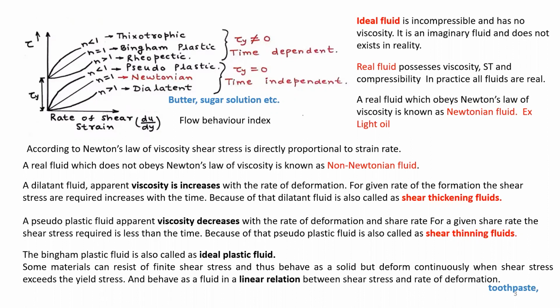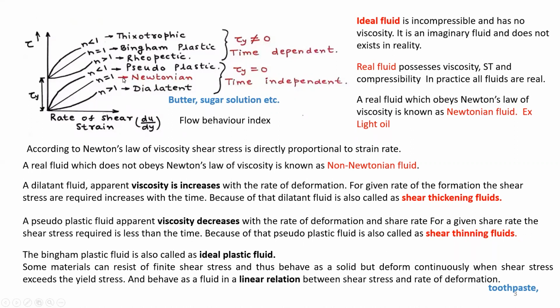A real fluid which obeys Newton's law of viscosity, that is tau equals mu into du by dy in one dimension, is called a Newtonian fluid. That means the shear stress is directly proportional to the shear strain rate. And if they don't obey Newton's law of viscosity, then such materials are called non-Newtonian fluids.